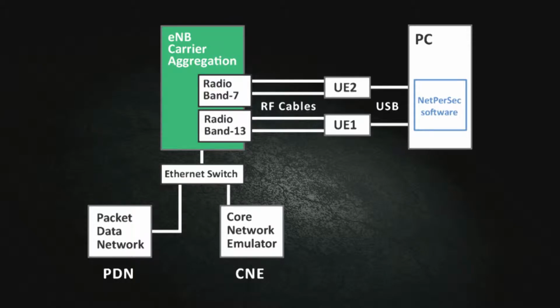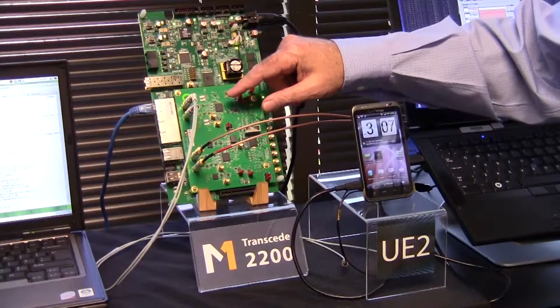Here we have a Transcede 2200 SoC femto evaluation module. The T2200 device is this small device under the fan here. This evaluation module has a radio daughter card that has two radios. The first radio is configured to operate on band 7 at 2.6 gigahertz. The second radio is configured to operate on band 13 at 700 megahertz.